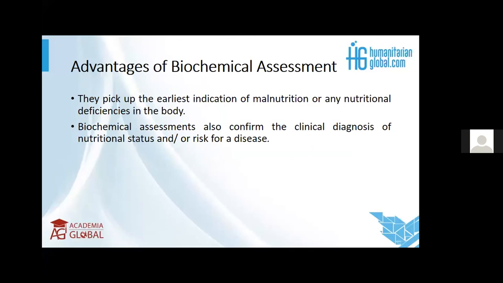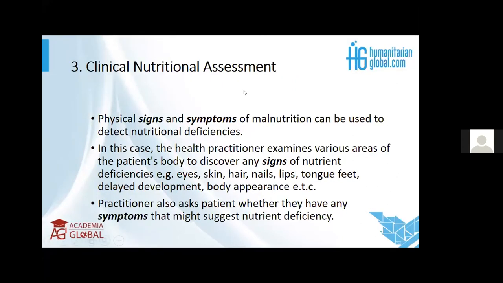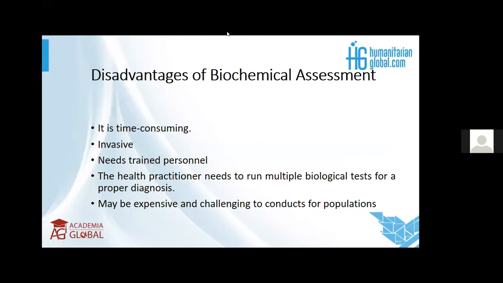Now, the advantages of biochemical assessment are that they help us pick up the earliest indication of malnutrition or any nutrition deficiencies in the body. They are also able to confirm the clinical diagnosis of nutrition status. They are very reliable because they show the exact levels of the metabolites or the nutrients in the body samples. The disadvantages: they are time consuming, they are invasive, and they need trained personnel, that is a medical lab technologist. The health practitioner may need to run multiple biological tests for a proper diagnosis, and this may be expensive and challenging to conduct for large populations. So those are the disadvantages of the biochemical test.